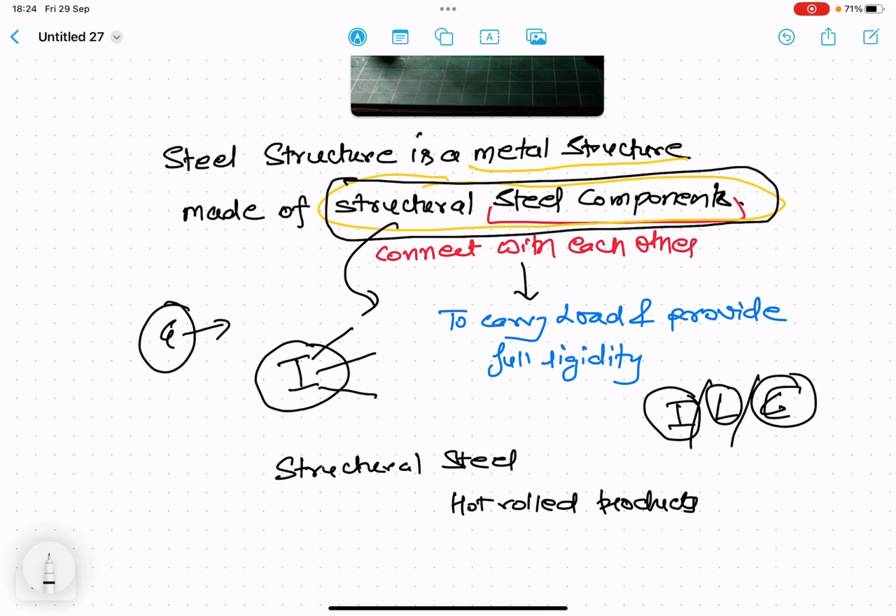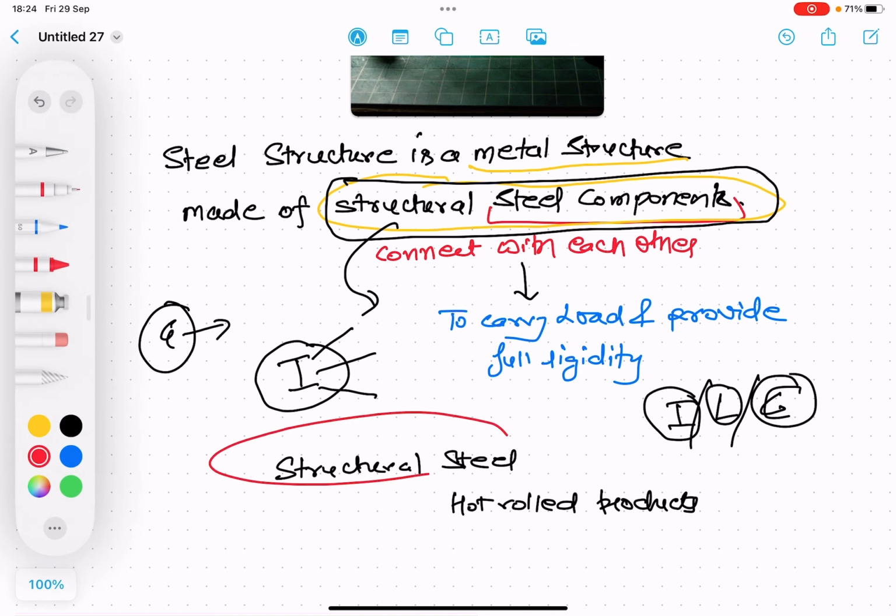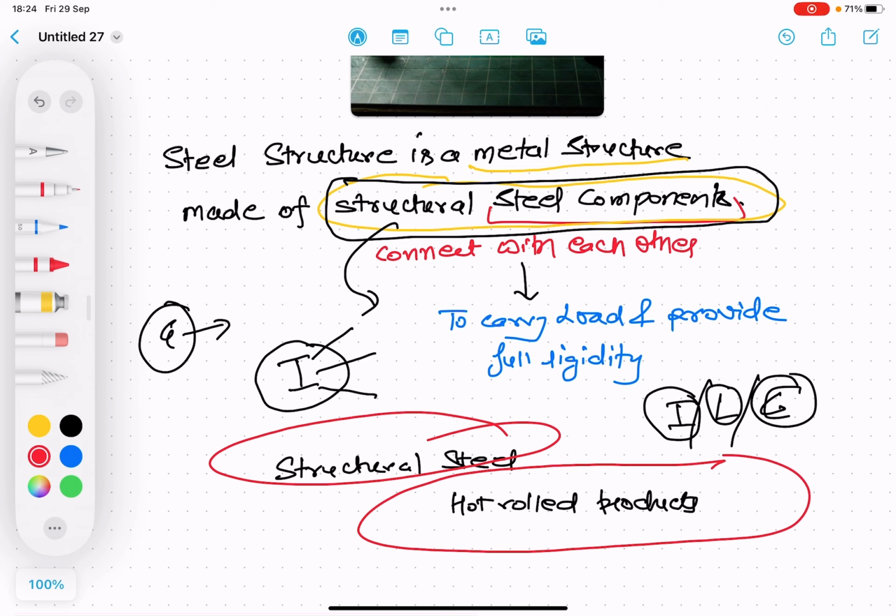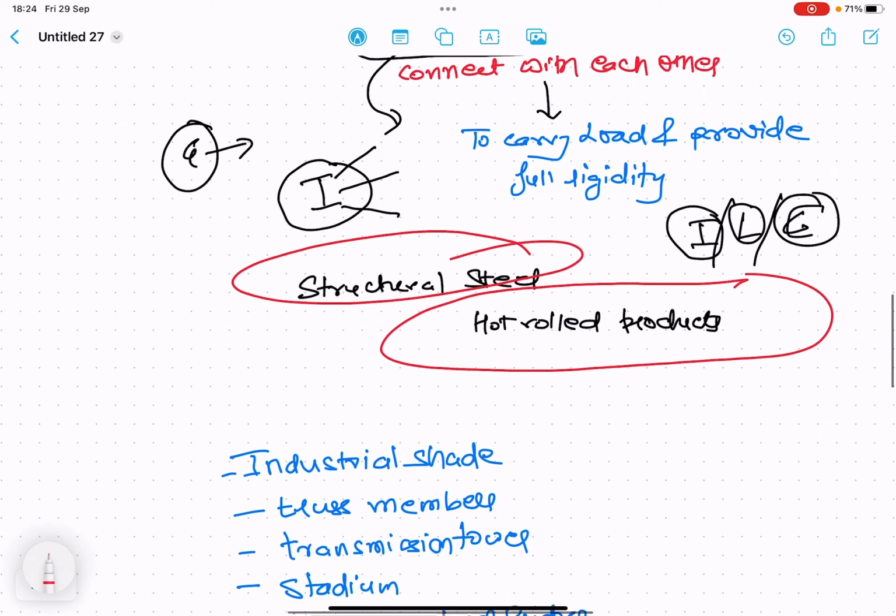What is steel structure? Steel structure is a metal structure made up of structural steel components which are connected with each other, and that carry load and provide full rigidity and transfer load from the top to the foundation. Another name for structural steel is hot rolled products. If you want to buy in the market, you can call it structural steel component, or hot rolled product, because they are manufactured by the rolling operation.